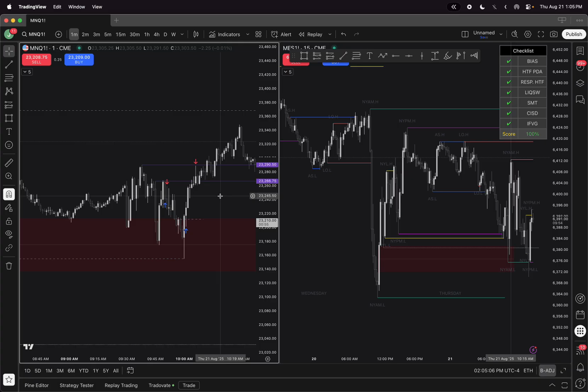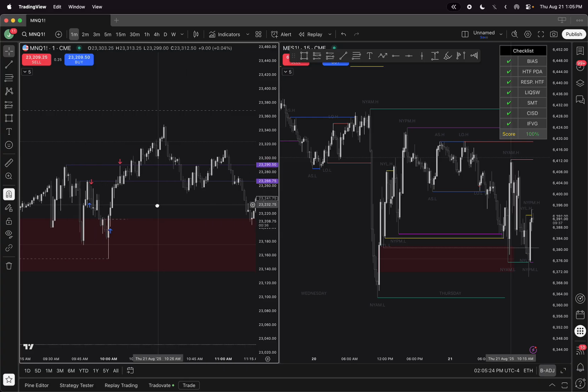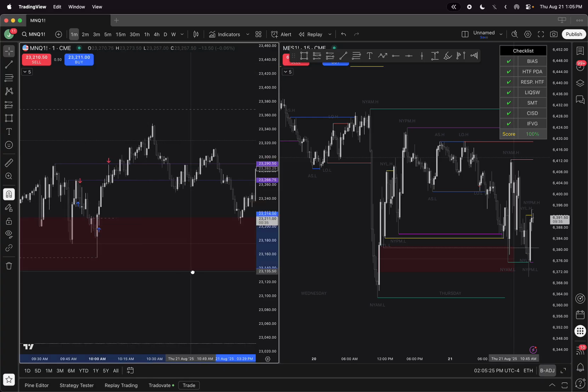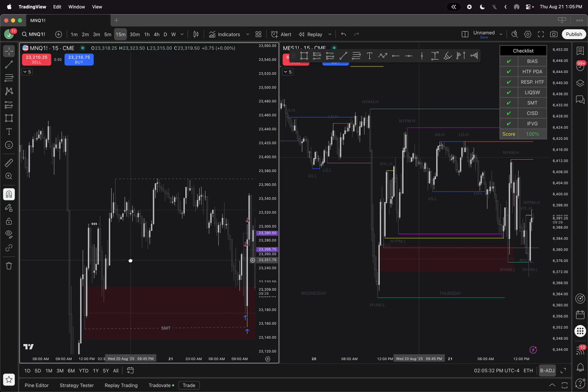So what I did was just target the rest of this draw on liquidity up here. We had clean LRLR here, so I like to see that every time I'm trading a reversal trade. From there, we ended up taking profit up here, and that's all we did. After that, we could have ping-ponged it on the other 15-minute and taken the short, but obviously just one trade a day is fine enough for me.